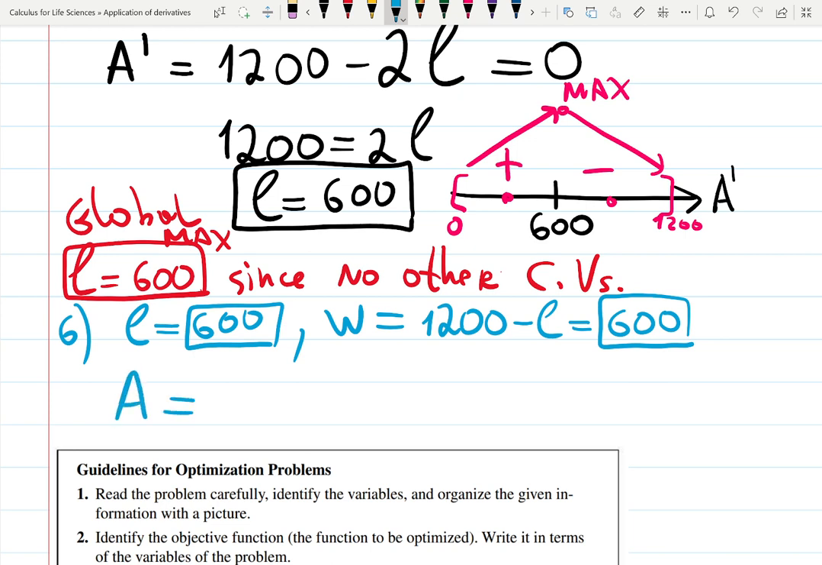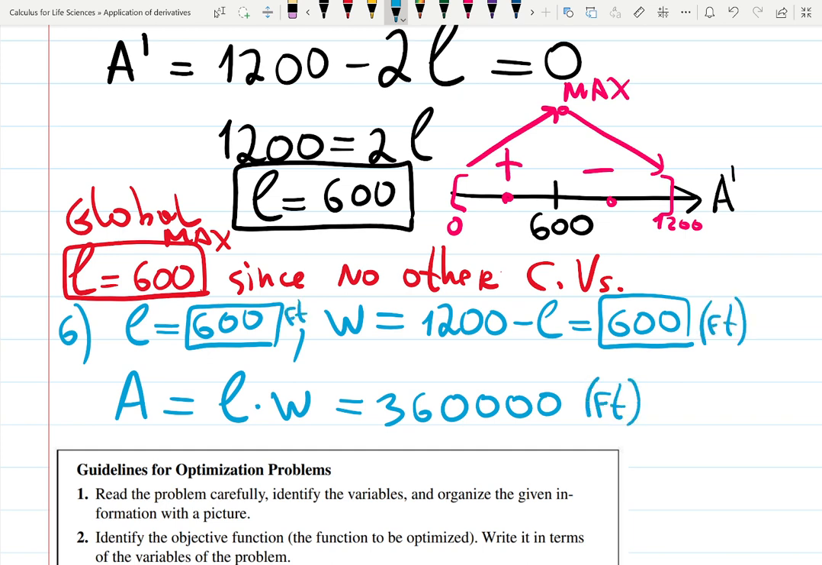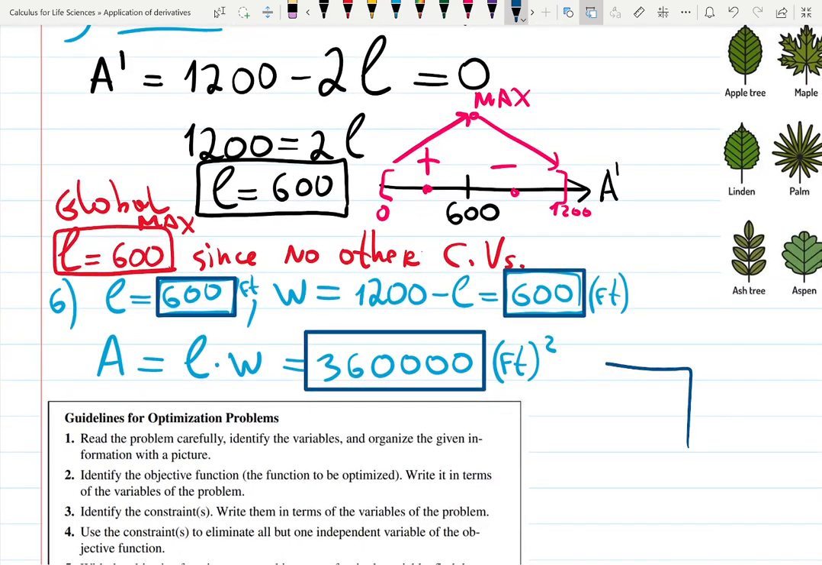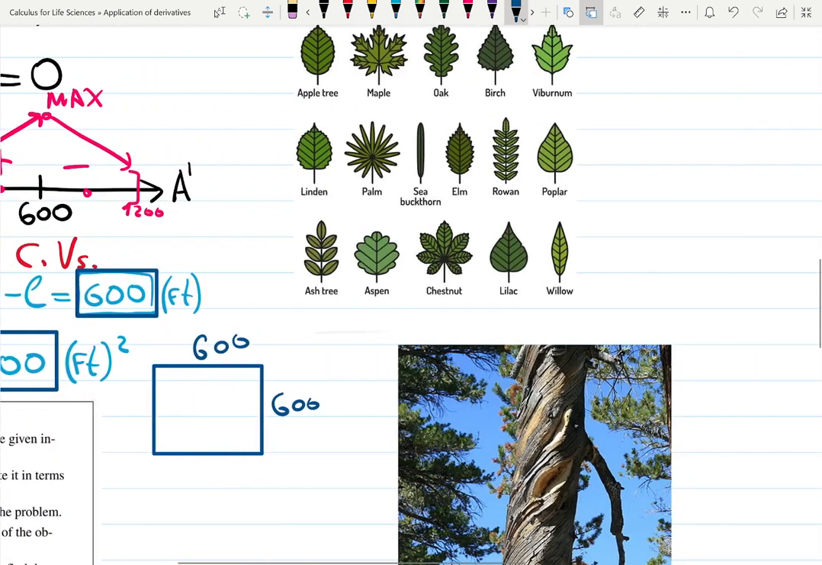Finally, your area. They ask us, your friend asking, so what will be the area? And you'll be like, oh, I found it. It's L times W, which is 360000. What are the units? If these are feet and these are feet, this will be feet times feet, which you're correct, feet squared. This is the maximum area with the dimensions of the rectangle being 600 by 600. What kind of rectangle is that? Square. It's a square. Which makes sense, and that's why I have those funny pictures over here for you.